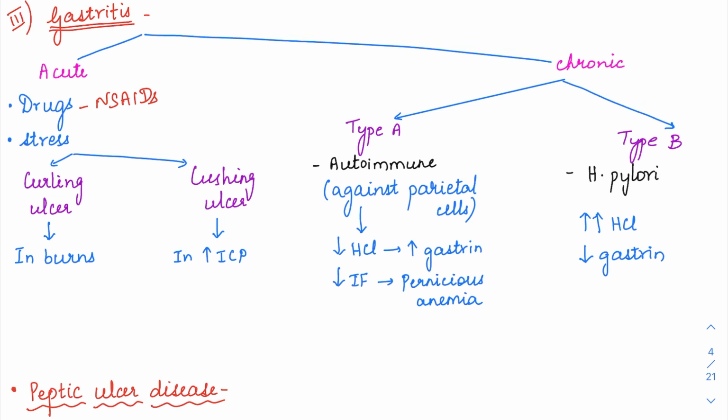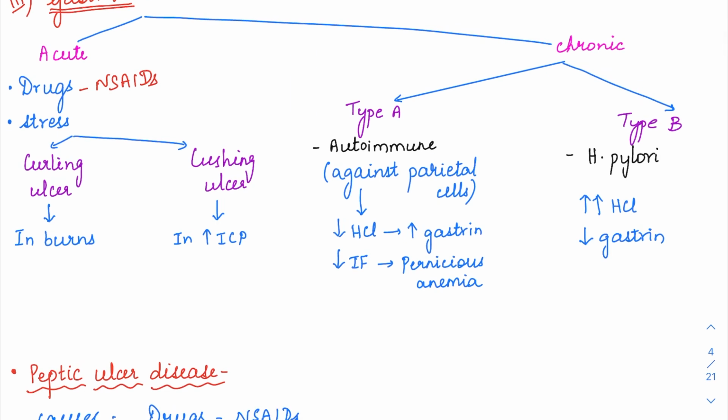So whenever NSAID drugs are taken, this mucus is not formed, and the acid can directly act on the gastric mucosa, and that causes irritation of the gastric mucosa and inflammation. That is why we always advise to put pantoprazole along with NSAIDs, so that this protective layer is still there. So drugs like NSAIDs and even stress, during exam times, people must have felt gastritis episodes. That can also trigger acute gastritis.